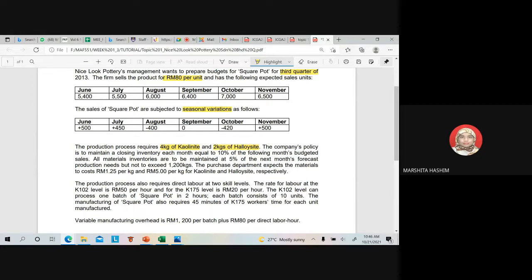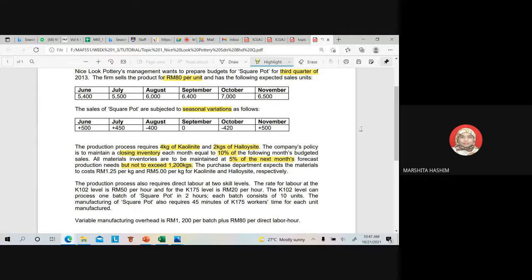The company's policy is to maintain closing inventories of each month equal to 10% of the next month's budgeted sales. This is regarding closing inventories of finished products. All material inventories are to be maintained at 5% of next month's forecast production needs, but not to exceed 1,200 kilograms. That means for closing inventories of material, when you calculate, if the answer is higher than 1,200, you keep the maximum 1,200. However, if the answer is, let's say, 1,100, you keep your original figure, 1,100.